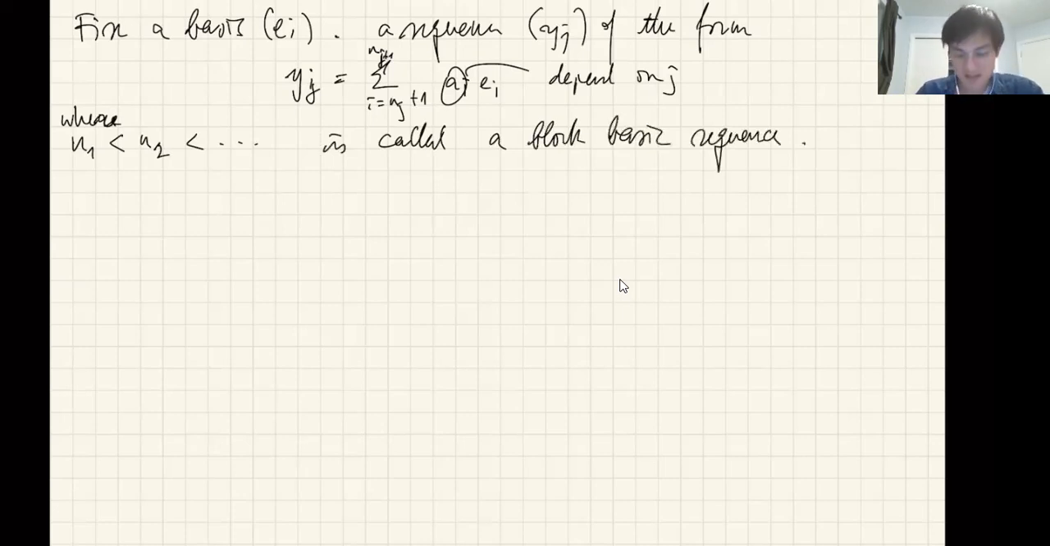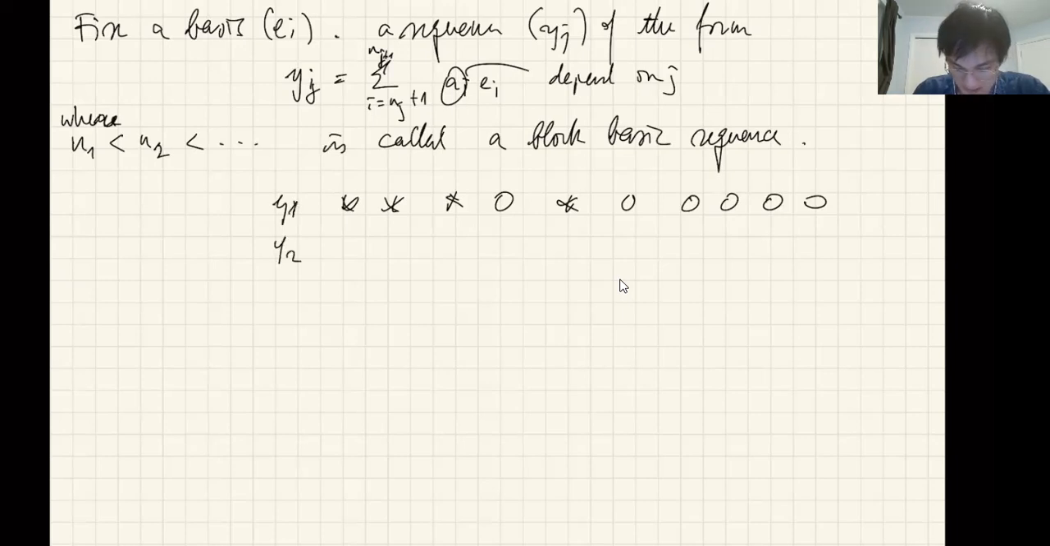Okay, so what does that mean? That means, let me try to draw a picture. So y1 could be, let's just express all of these as sequences with coordinates with respect to the EIs. So y1 might be something, something, something, 0, something, and then it's 0 forever, right? Because these have finite support. And so that's y1.